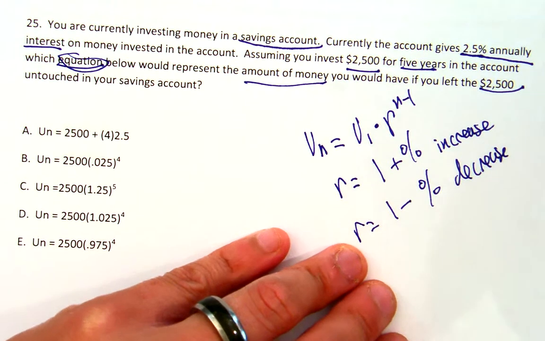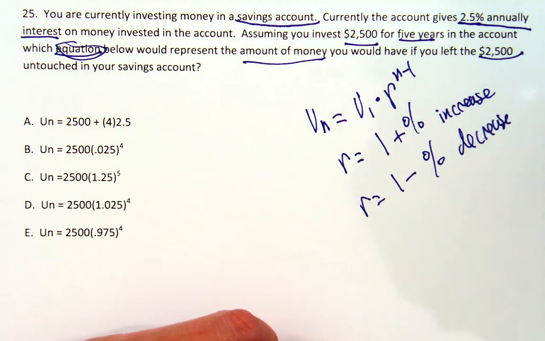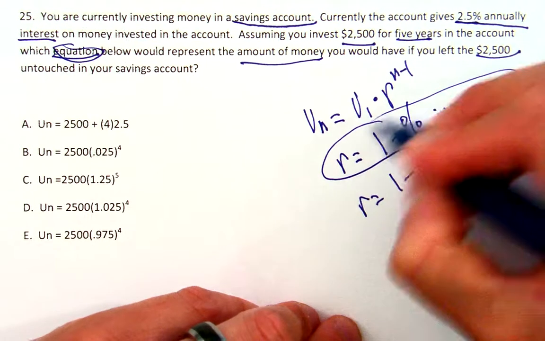Okay? So you have to think about what's going on right now. Well, your money is in an account, in a savings account. Typically, money in an account tends to increase, so we're dealing with this case here.